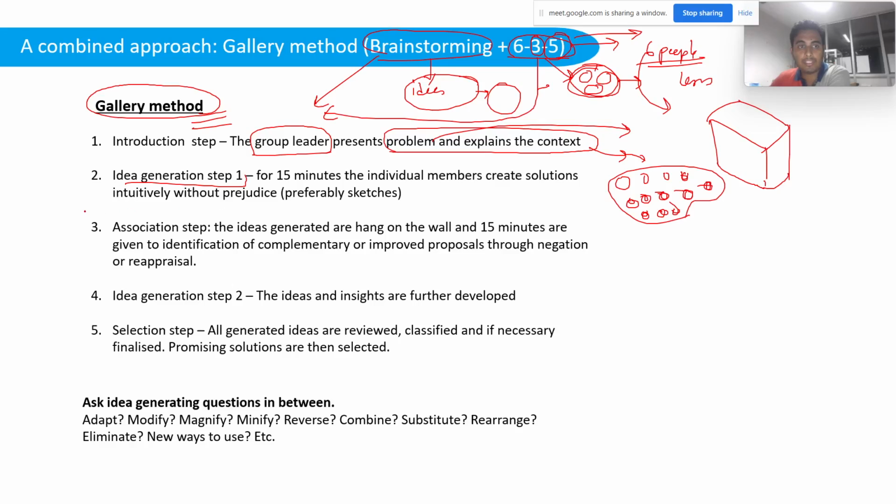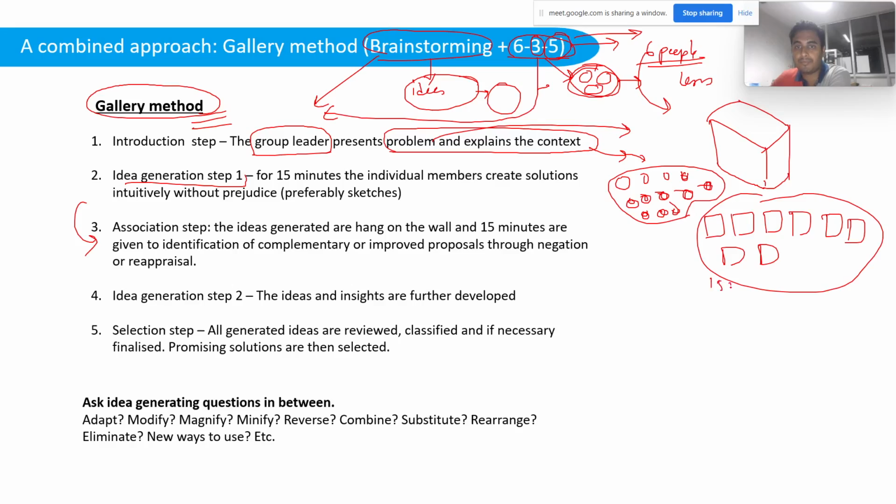The next is the association step. In the third step, all the participants are asked to hang or place their sketches on a wall or on a table. Then all the participants review the concepts for 15 minutes. They are asked to give their feedback, like what they think needs to be removed and what they think needs to be enhanced. Everyone tries to give this feedback on all the concepts.